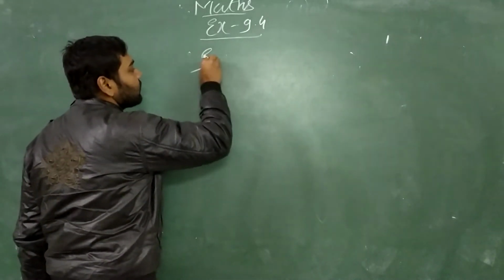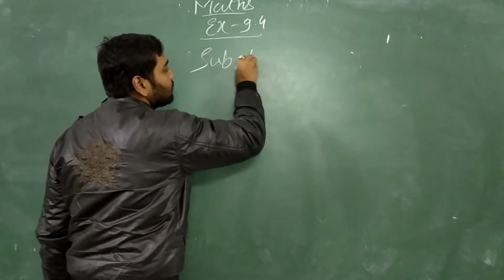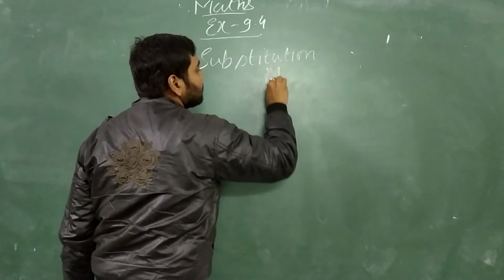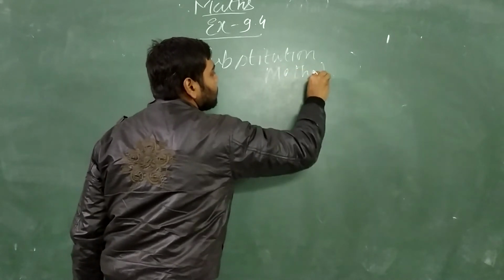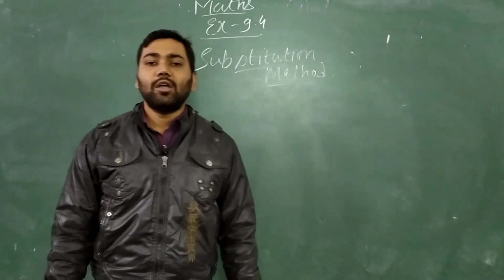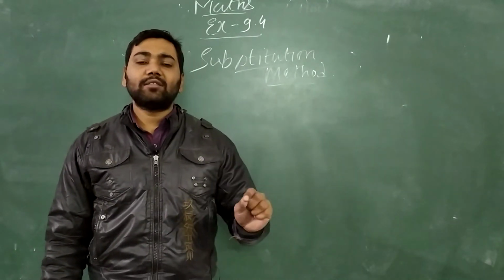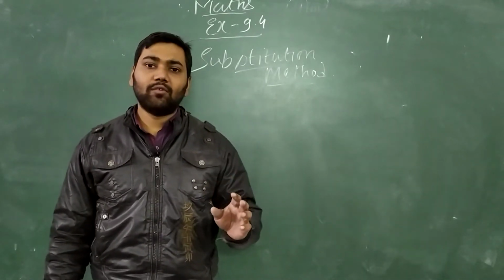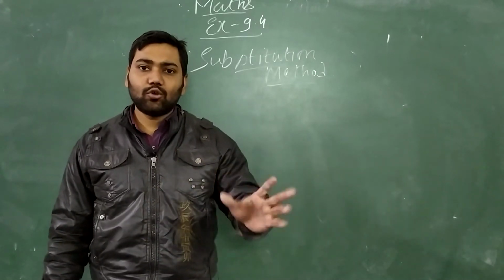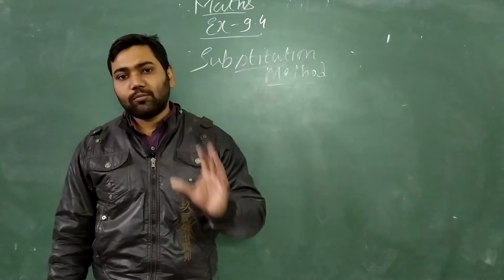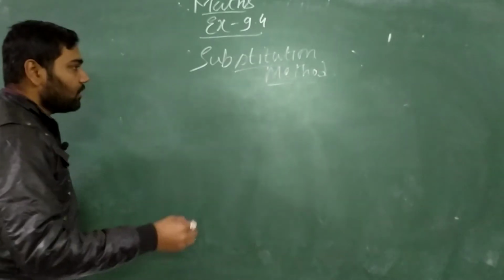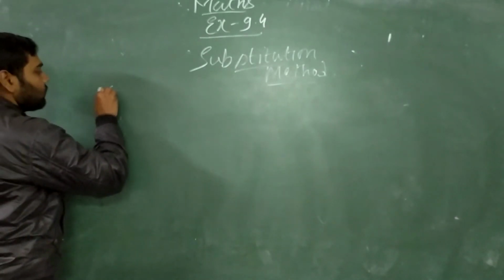Now, the substitution method. So what is the substitution method? In the substitution method, we will place the values of the variables given in the question, that is x, y, z, a, b, c, p, q, r. Some values will also be given in the question. For example, I will take one question.